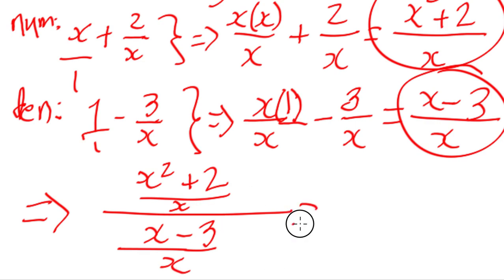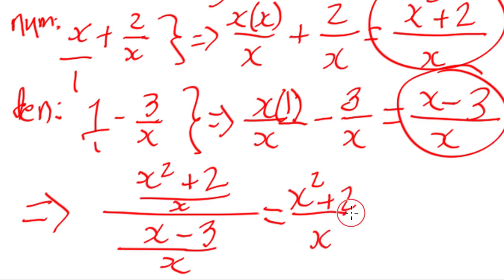This is because we know that the fraction bar can be written as dividing. So let me write this clearly. Delete this one, to save some space. We can rewrite this as x squared plus 2 all over x, divided by x minus 3 all over x.